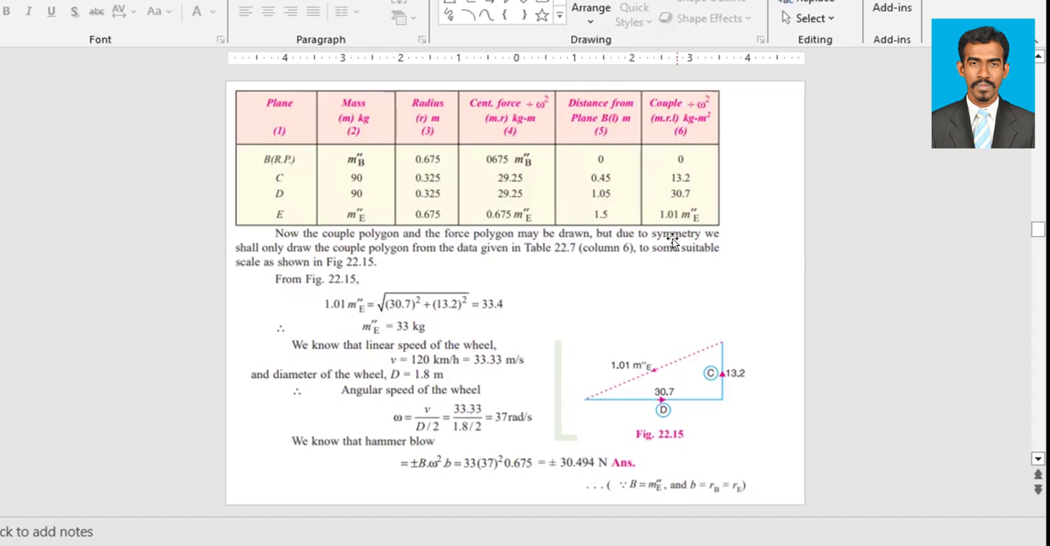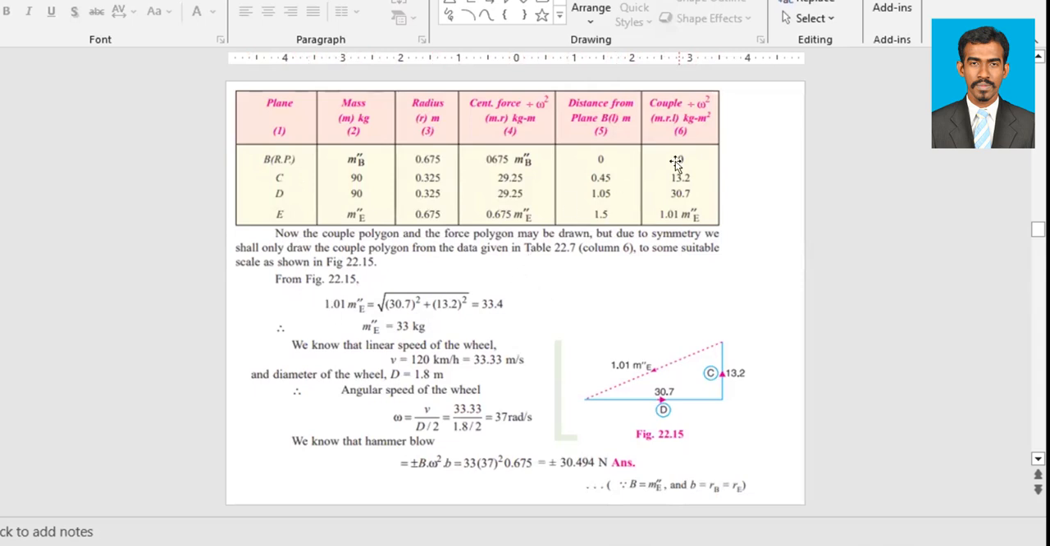So now we can draw either the couple or force polygon. In the couple polygon, if you see only one unknown, then we can go with that, right? So now the couple polygon and the force polygon may be drawn, but due to symmetry, we shall only draw the couple polygon from the data given in this table. Based on this table, you can see there's a symmetry: 90, 90, 0.325, 0.325, 29.25, 29.25. So there's a symmetry.